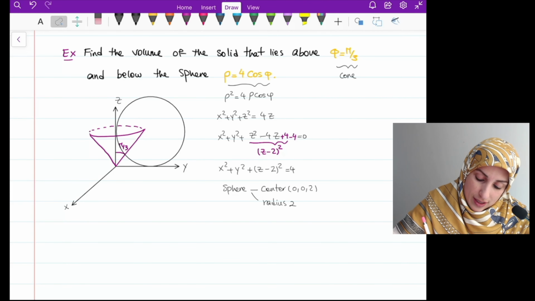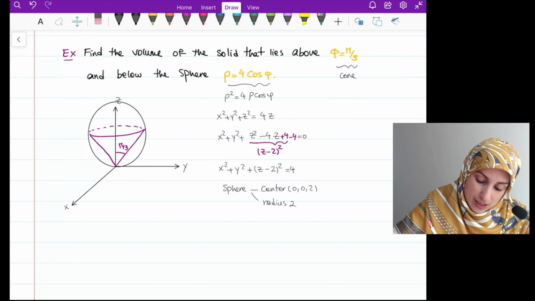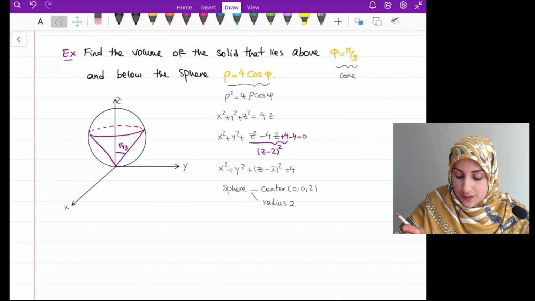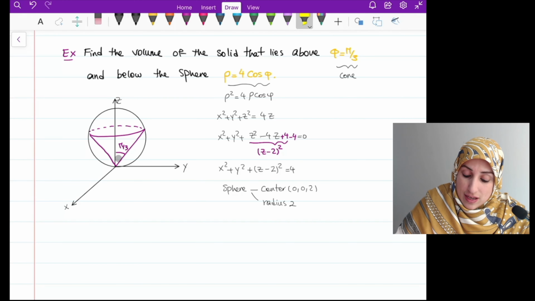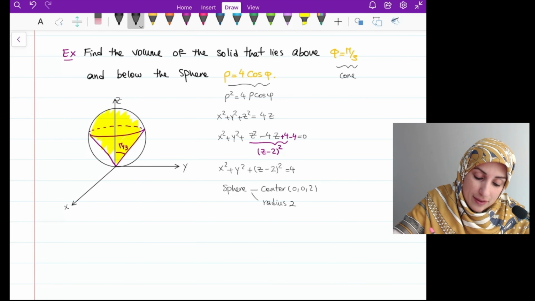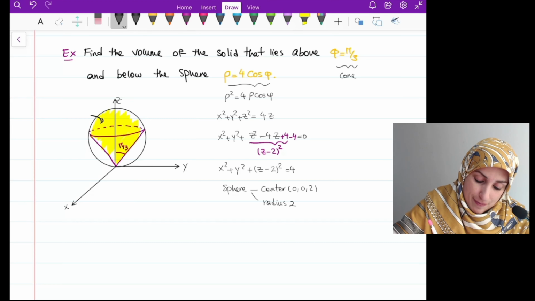So now let me graph the sphere. Oops, I need to move it. And here, let me make it a little smaller so that it fits, because they have an intersection, right? The cone and the sphere, right? So I get a sphere. Now I want to find the volume that is above the cone, below the sphere. So this is the part that I want to calculate. I'm gonna call this S.